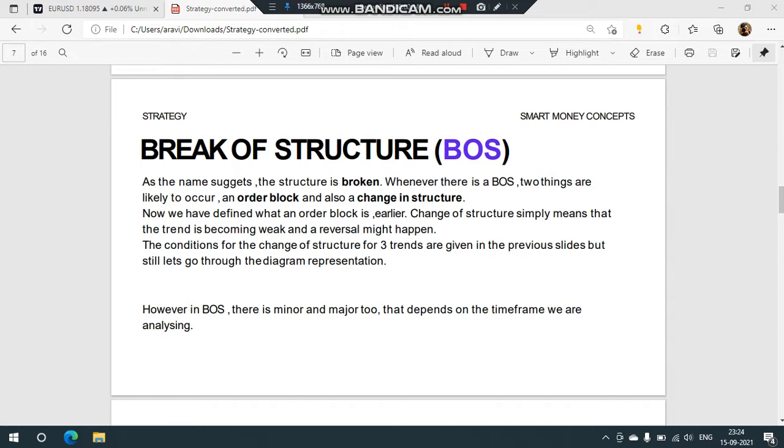Two things should be taught here: order block and change in structure. But I thought a separate video on order block would be better, and in that video we will also discuss how to mark the POI. So in this video we will be looking at how a structure is broken and how a change in structure is likely to happen. This PDF I will be sharing with you.